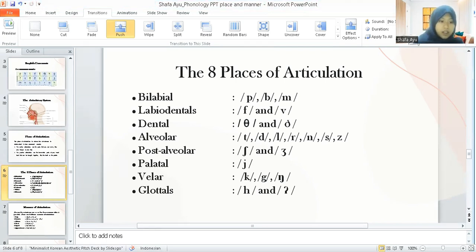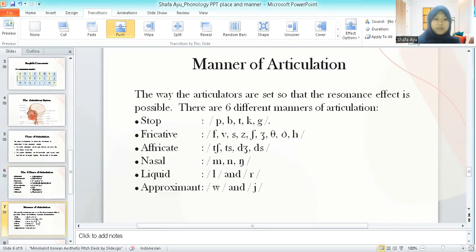And then velar. Velar is contact between the tongue and the soft palate. For example, k and g. And next is glottal. Glottal is restriction of the airflow at the glottis.